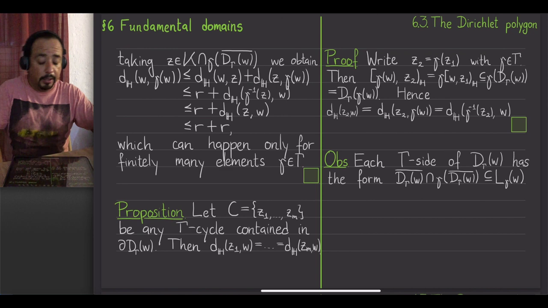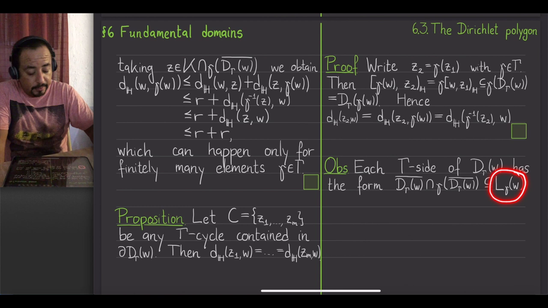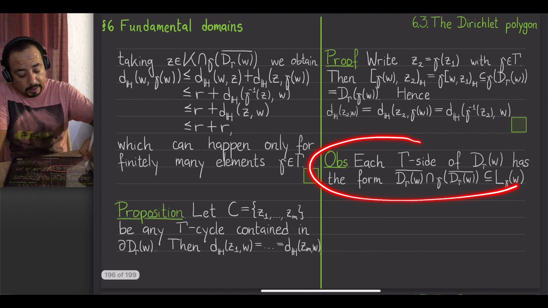Now, also just an observation. Every gamma side is contained in a bisector. This is an easy observation. I leave it to you as an exercise if you don't see it right away.